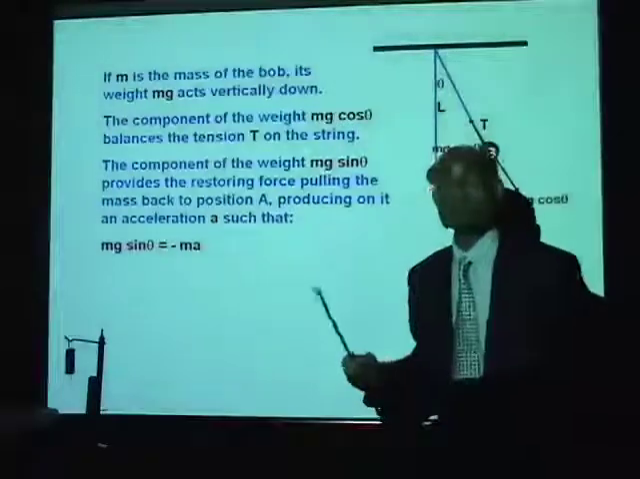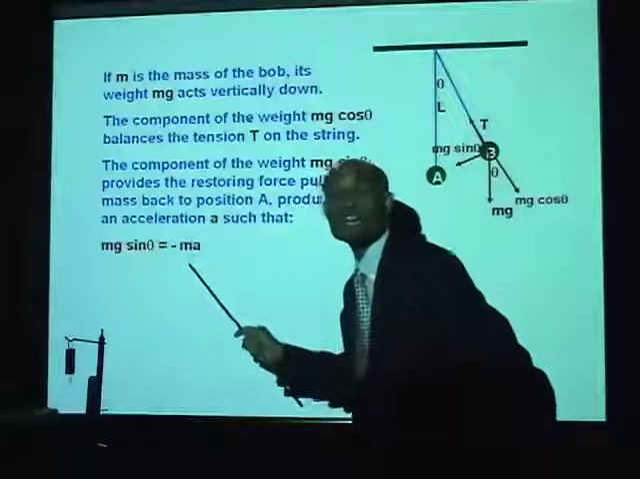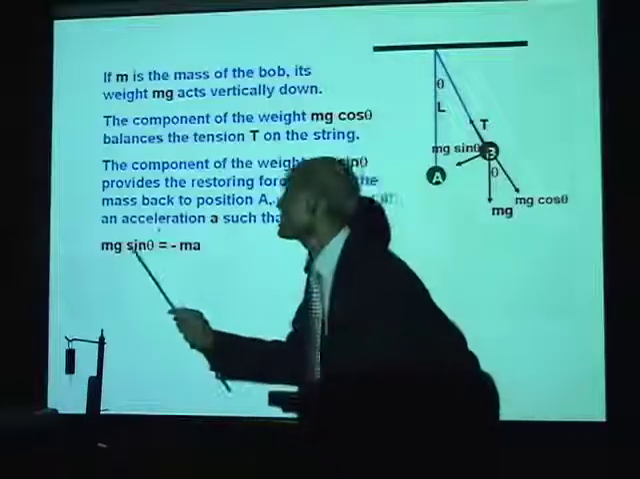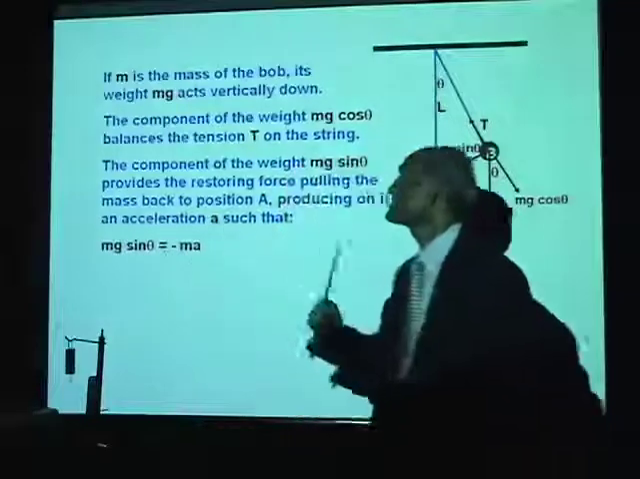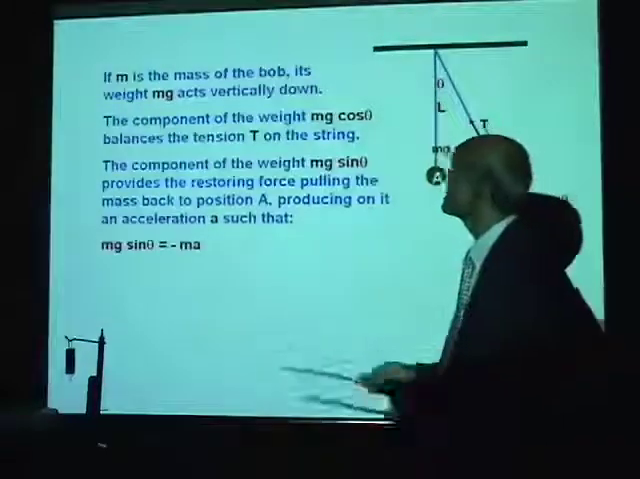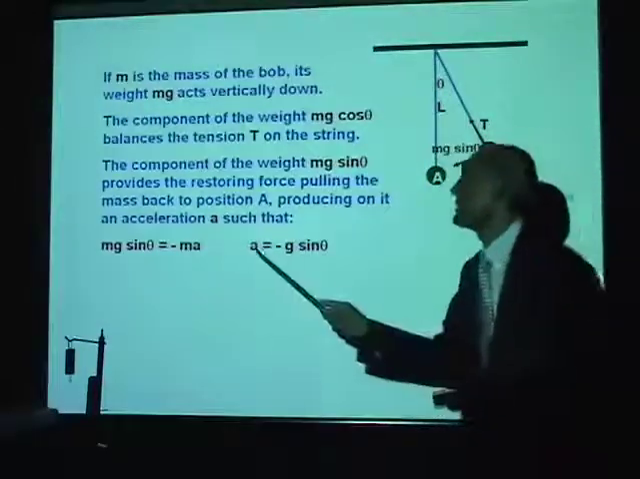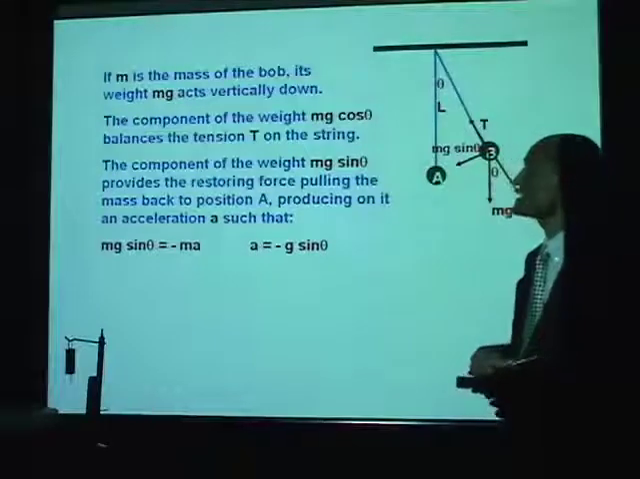You remember the case of a spring. The restoring force F equal to negative ky. And in this case, the restoring force is mg sin theta, and that's equal to negative ma. It produces that acceleration towards the equilibrium position. And that gives me a equal to negative g sin theta.